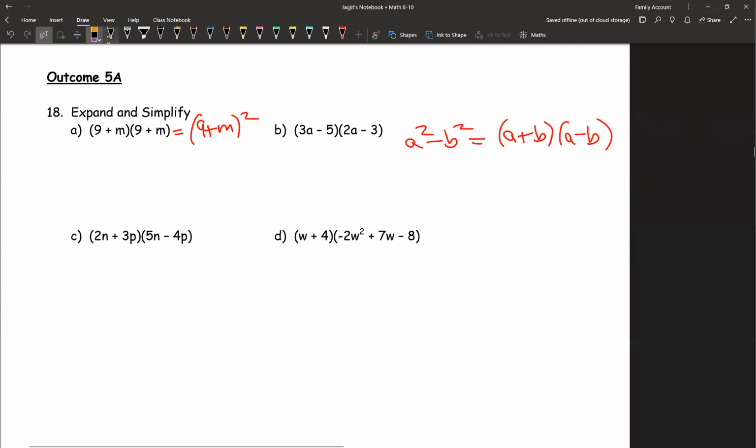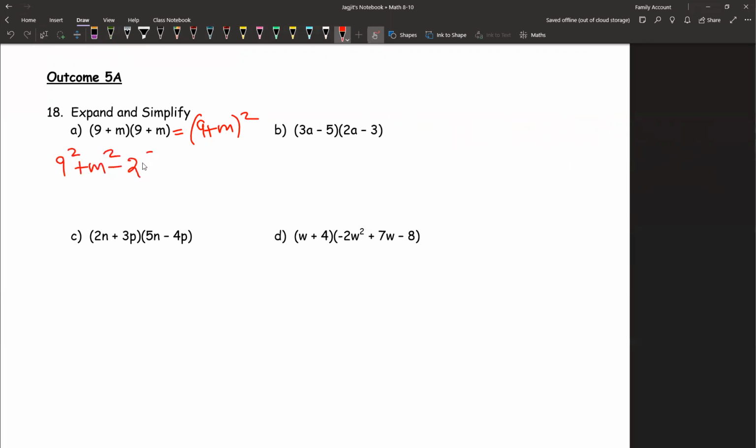So what we have there is 9 plus m whole square, which is our a plus b whole square formula. So that will be a square, which is 9 square, plus b square, which is this, minus 2 times a times b. So that becomes 81 plus m square minus 18m. You should always write the square term first, then the combined term, and then the constant at the end. That's how you expand this part.